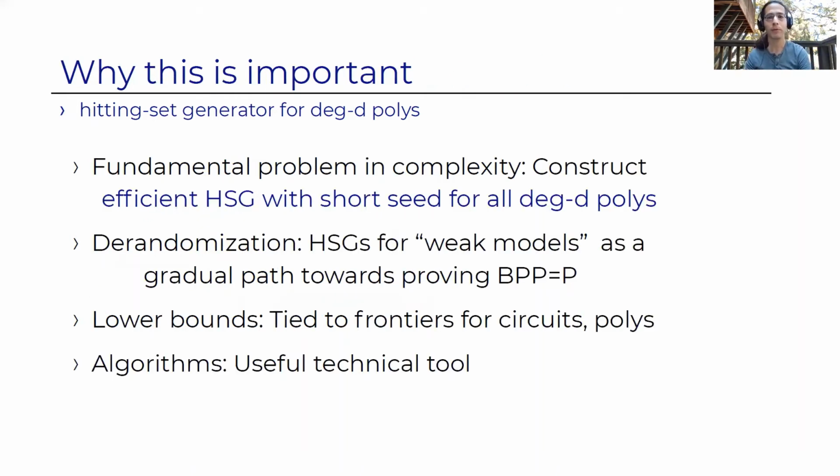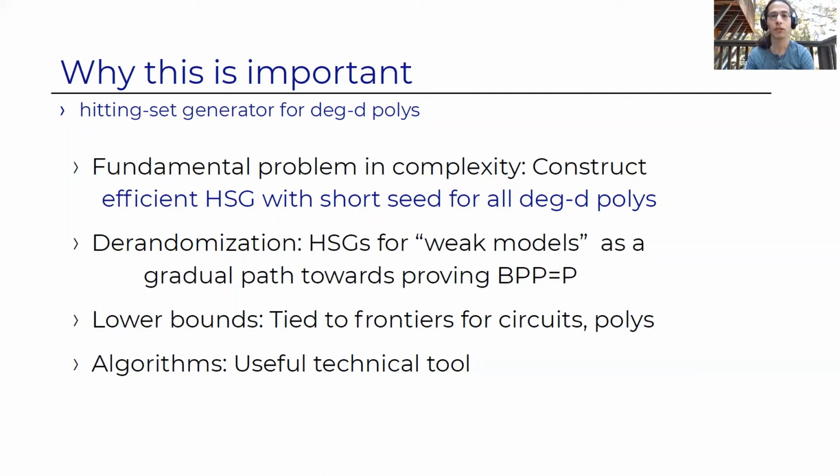Now, why is this problem even important? It is a fundamental problem in complexity to construct hitting set generators that are simultaneously efficient and have short seed. It's important in the context of derandomization, since such hitting set generators for weak computational models, such as polynomials, are considered to be a gradual path towards proving that BPP equals P.